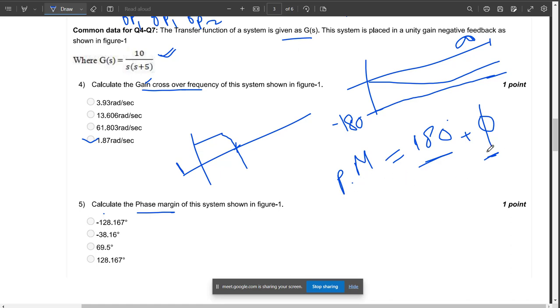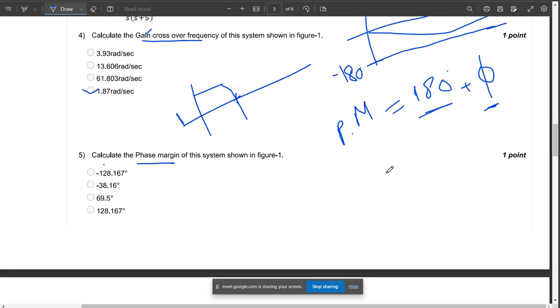So first we have to find out the phase of the system where mod of G is equal to 1. At the frequency where the gain of the system becomes 1, which is known as omega p, we have to find out the phase, and then add it with 180 degree, and we'll get the phase margin. Now try to solve this question. I'm giving you 3 minutes, and then we'll discuss.